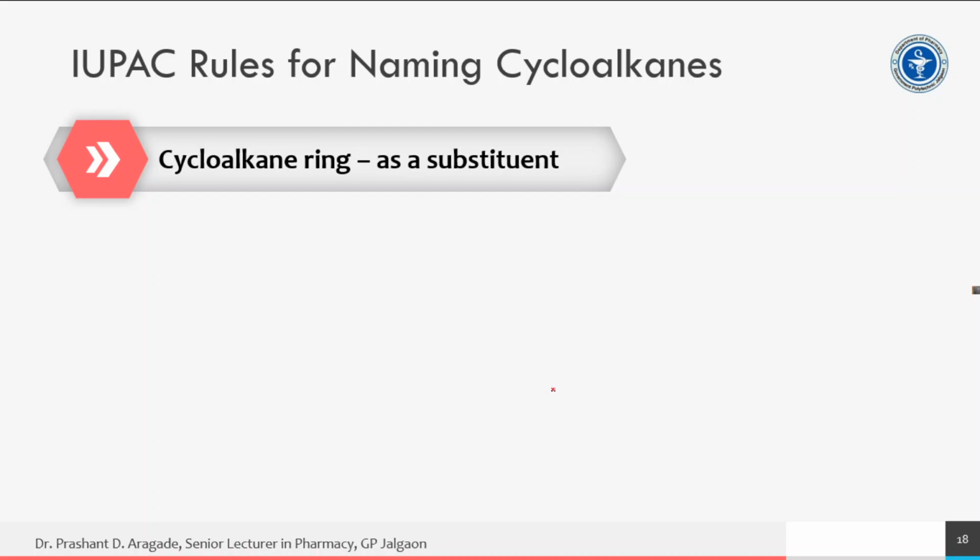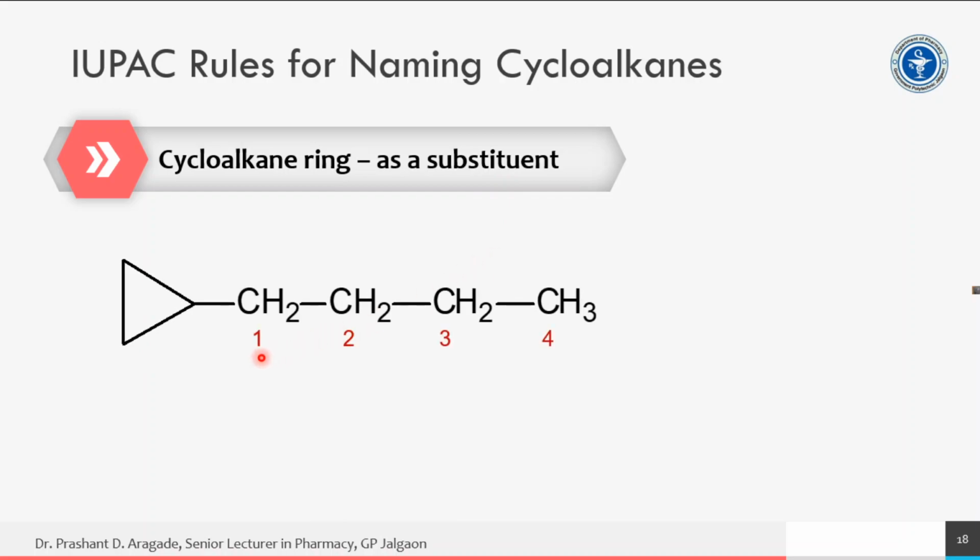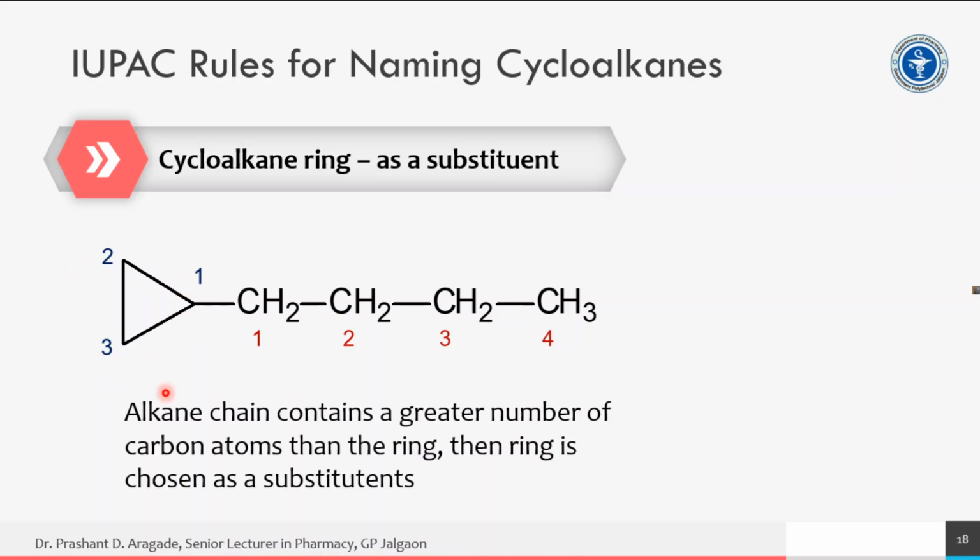Sometimes your cycloalkane ring acts as a substituent. When? Suppose in that example, the longest carbon chain contains 4 carbon atoms and the cycloalkane contains 3 carbon atoms. So if the side chain contains a larger number of carbon atoms than the ring, at that time the ring acts as a substituent. Why? Because the ring contains fewer carbon atoms as compared to the straight chain.